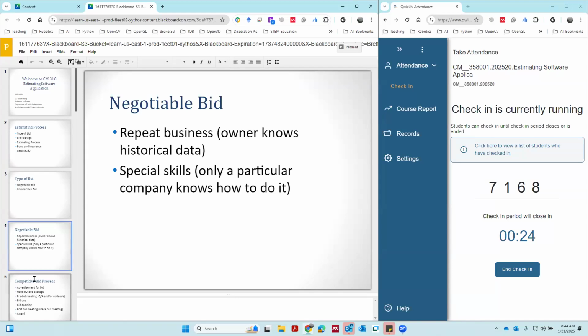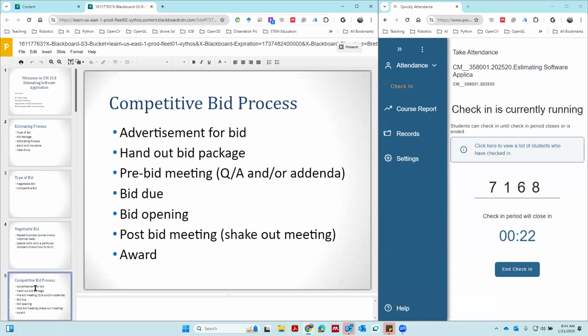The next one is the competitive bid process. In this case, it mostly falls into publicly funded projects, for example tax-funded projects like the DOT projects. We will see a case study later.